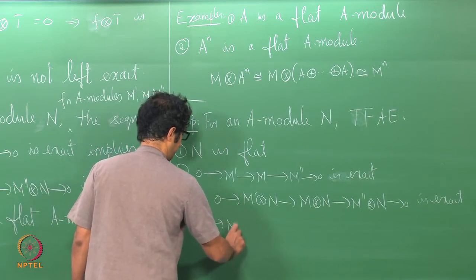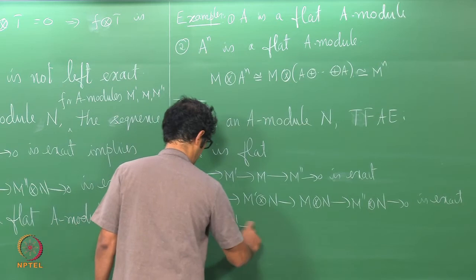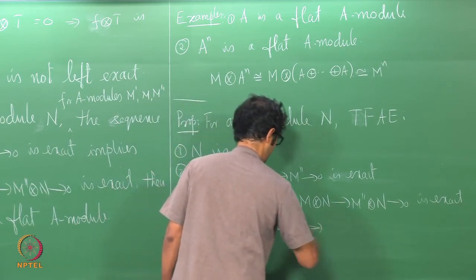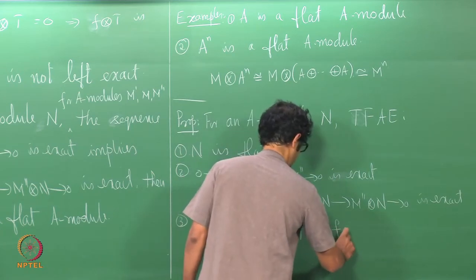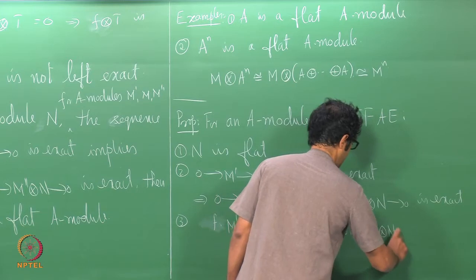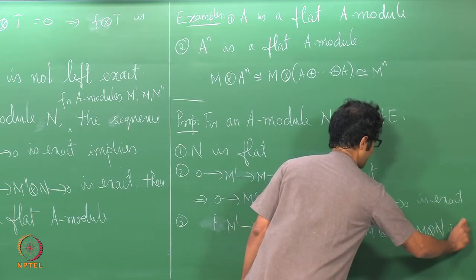Zero to M prime to M is injective implies f tensor 1 from M prime tensor N to M tensor N is injective.